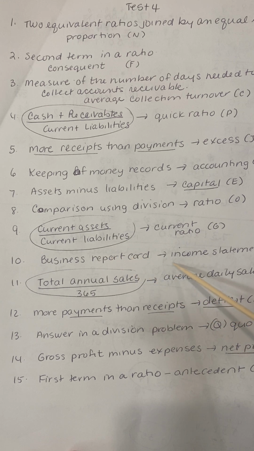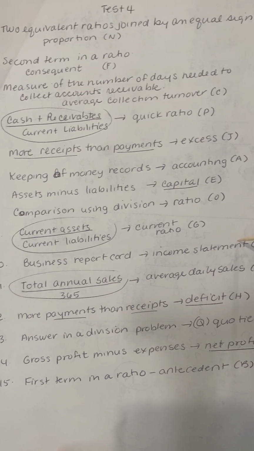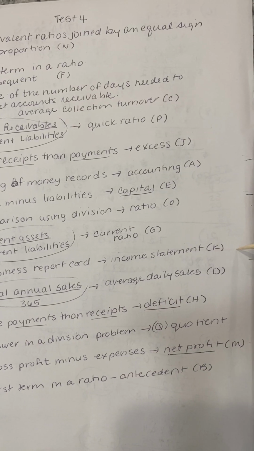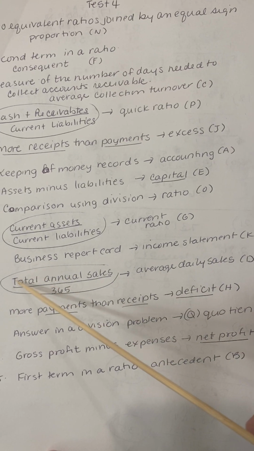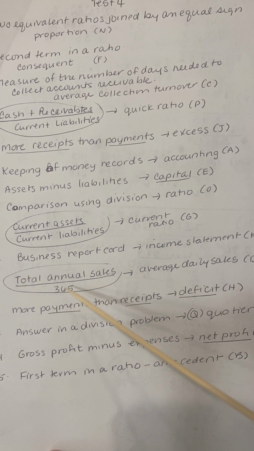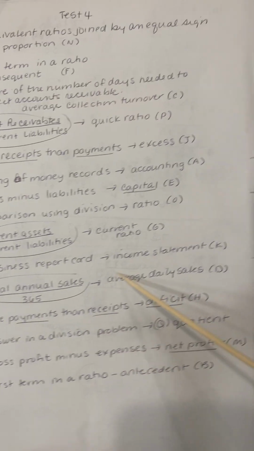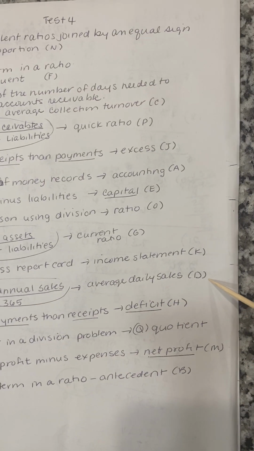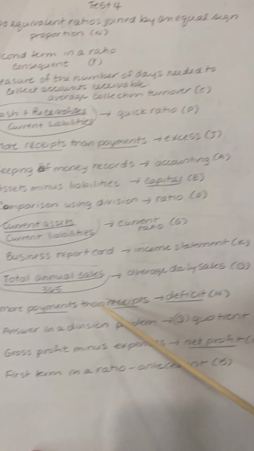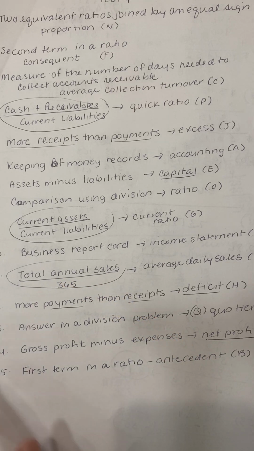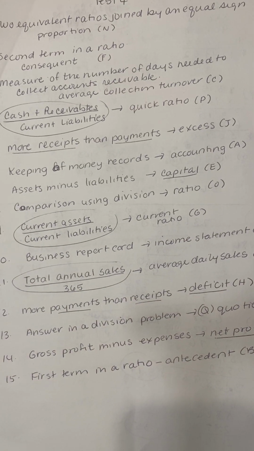Business report card is our income statement. Any income statement is going to be our business report card, which is F. So we got that. So total annual sales divided by 365 is our average daily sales. We just did that in our last. Average daily sales is D. Take the total annual sales and divide it, and you've got daily sales.